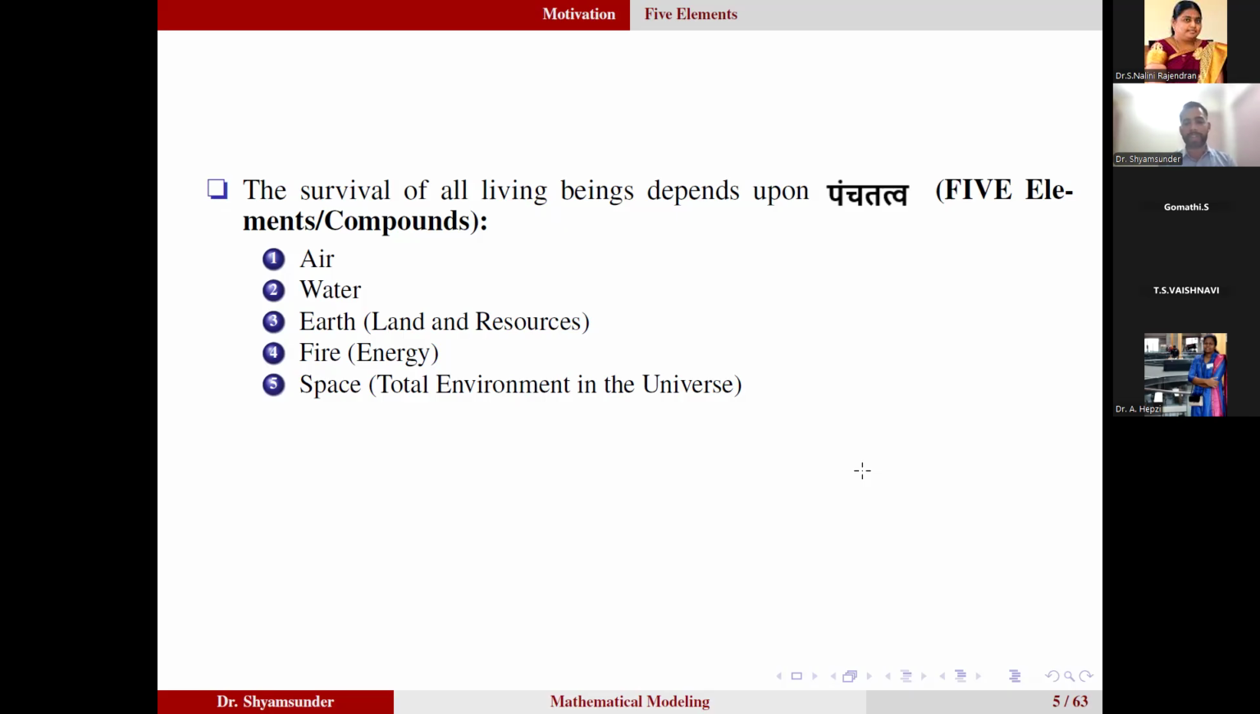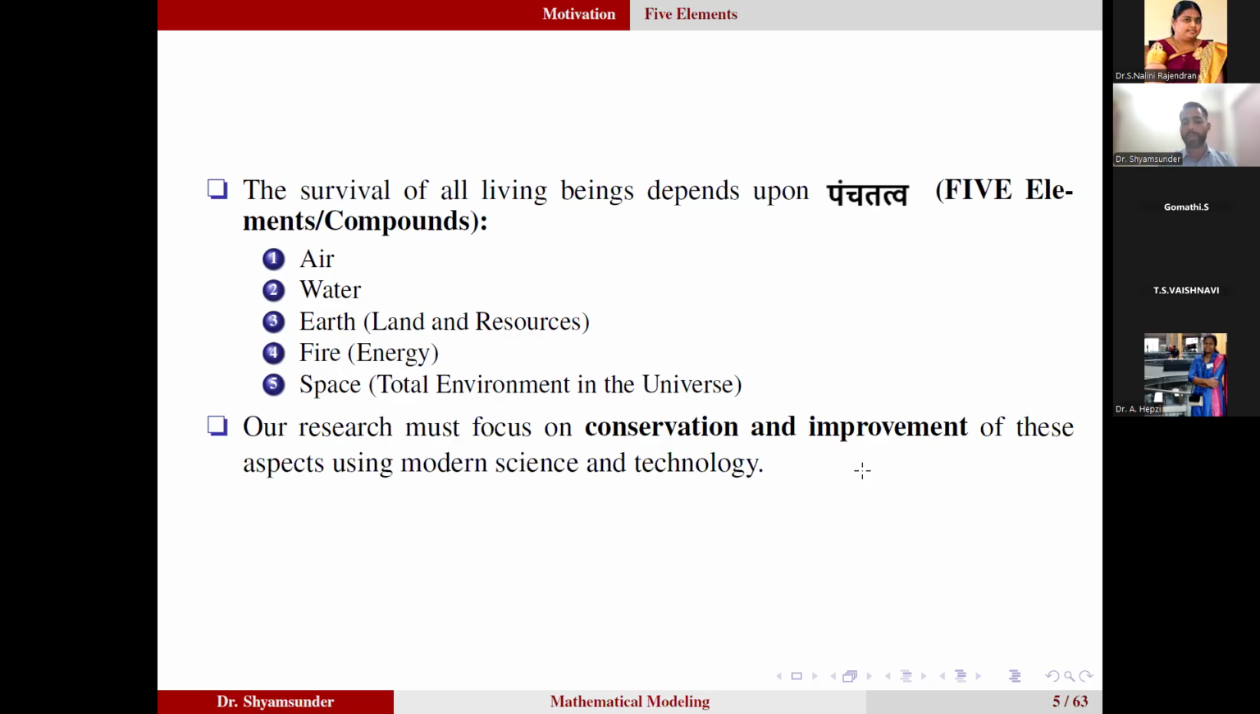The conservation and improvement of these five fundamental elements are very important for the survival of life on this planet. Our research focuses on the conservation and improvement of these five assets using modern science and technology. These five fundamental elements convert into different parts. Water becomes rivers, seas, and ocean waters. Earth is land and resources, mountains, and hills. Fire is energy, and in the current scenario green energy is very useful.